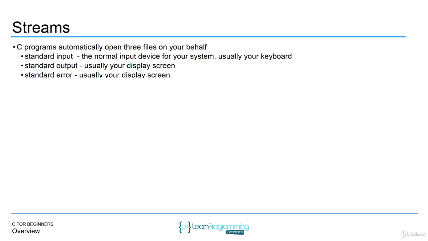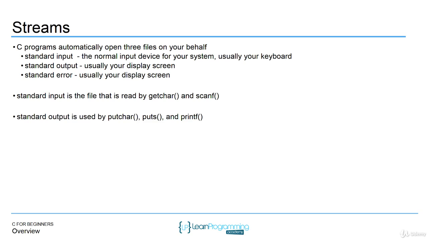We've been using the standard input when we do scanf, but you could use scanf to read from files if you change the input stream, maybe to a file. Standard output usually displays on the screen, usually via the console. Standard error is also on the screen, but you usually have to redirect it in order to see it, using something like the ampersand 3. Standard input is the file read by getchar and scanf. Standard output is used by putchar, puts, and printf. We've mainly been using printf.